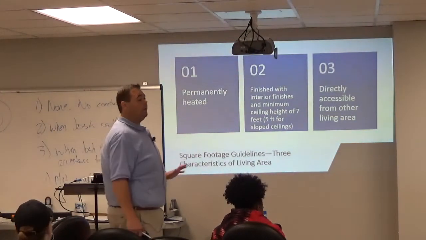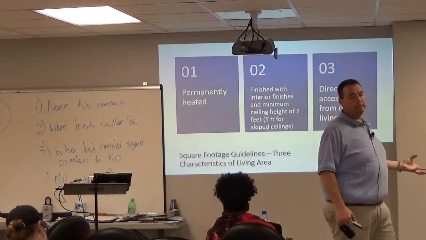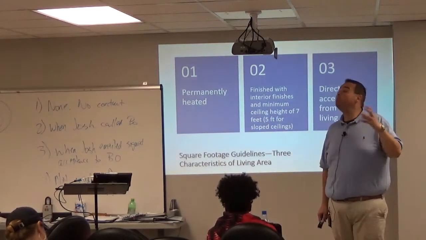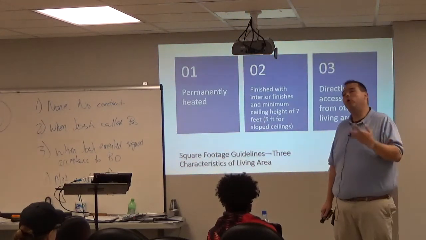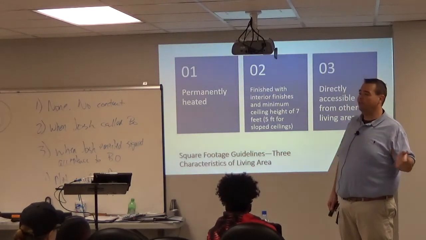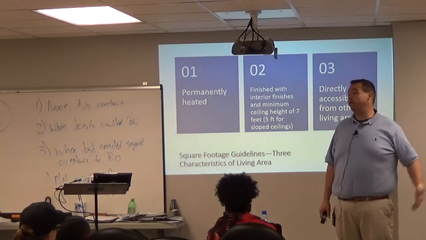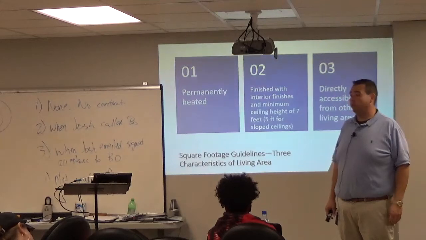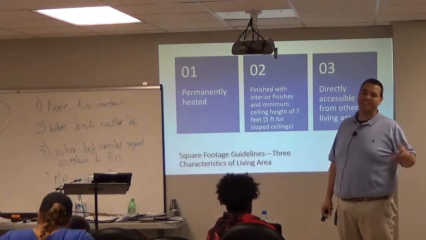Living area in North Carolina must be permanent. And here's the key word, permanently heated. It's not just heated, but permanently heated. That means some permanently installed heat source. And even that's not very strict. A propane heater attached to the wall, is that a permanent heat source? It is, because it's attached.